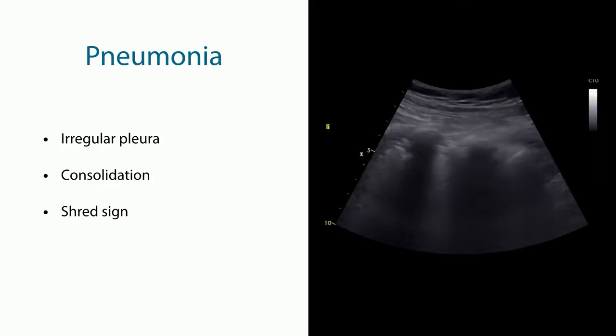Pneumonias can present in lung ultrasound like this: a very irregular pleura. And this is a small consolidation area as well, over here and over here. This is a so-called shred sign, so the lung seems like there is something torn out.